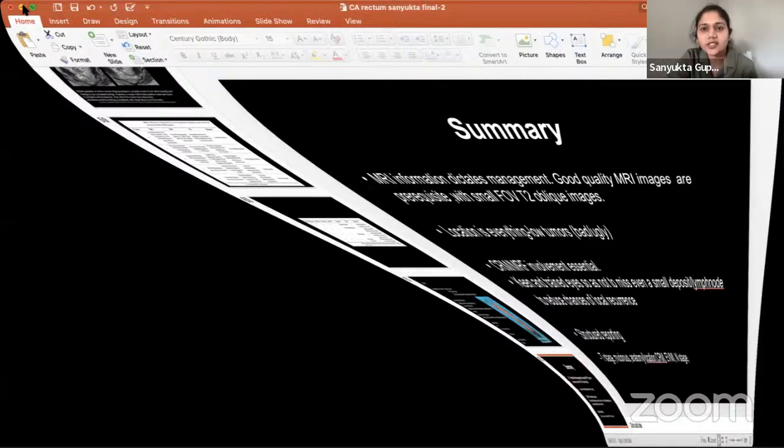So I would suggest CT thorax, abdomen, pelvis, so as not to miss any liver or chest metastasis, and MRI pelvis for the local evaluation of the CA rectum.